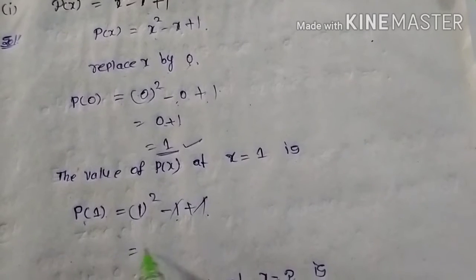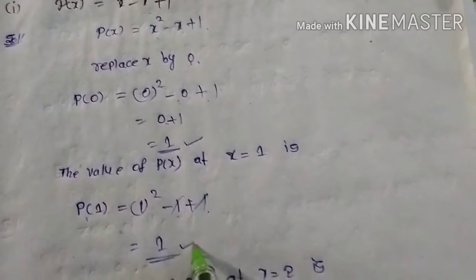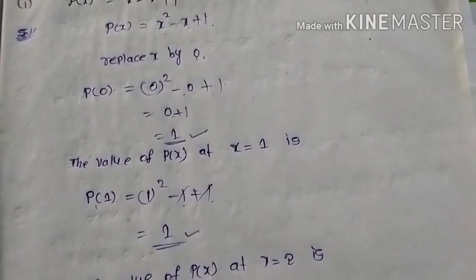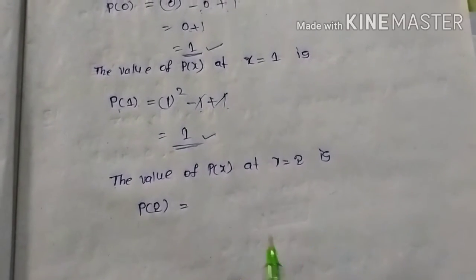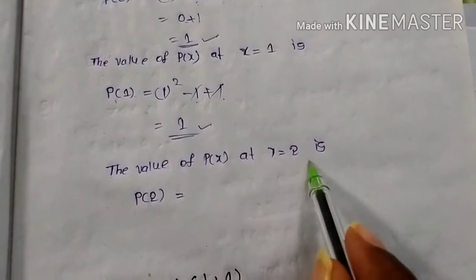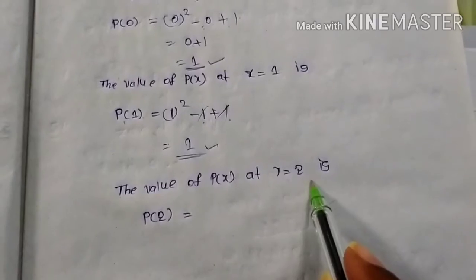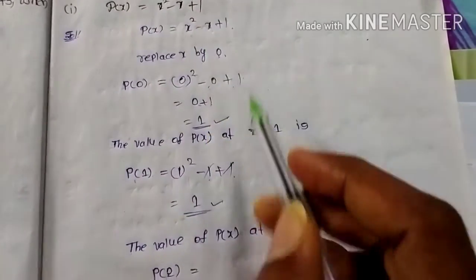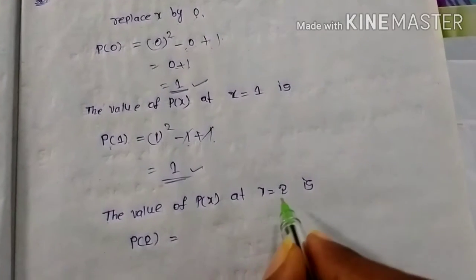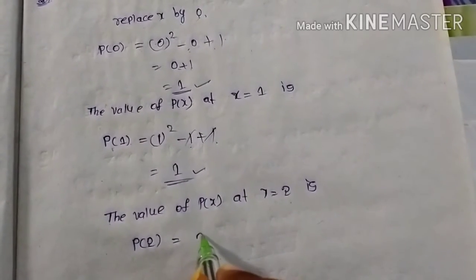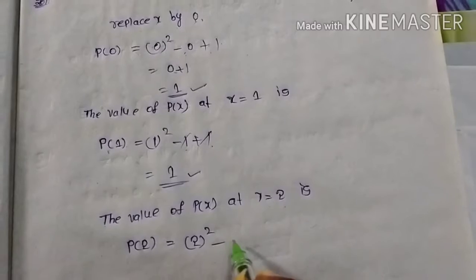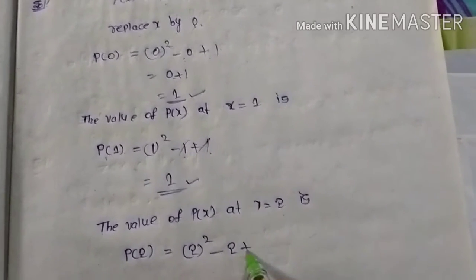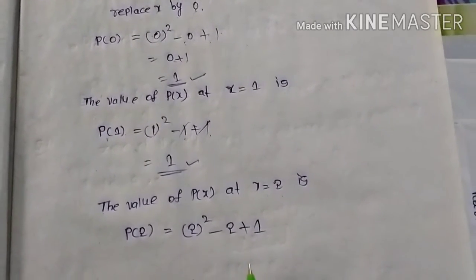Yes. That means 1 square is how much? 1 only. P of 1 also 1 only. Next you can see the value of P of x at x is equal to 2. But what is your condition? See, what is the polynomial? x square minus x plus 1. x square means you can write here 2 square. Yes or no? x square means 2 square, minus x means minus 2, plus 1 only. Is it okay?